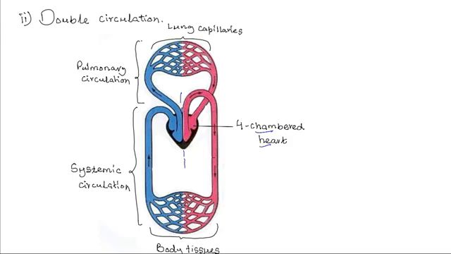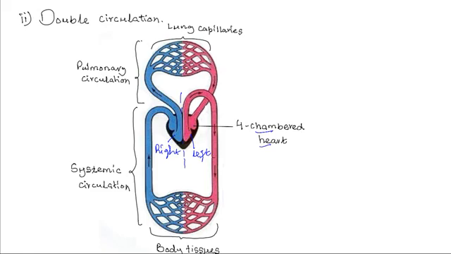The right side carries deoxygenated blood, while the left side carries oxygenated blood. So for every complete circuit, the blood will flow through the heart once. So there are two circulations.